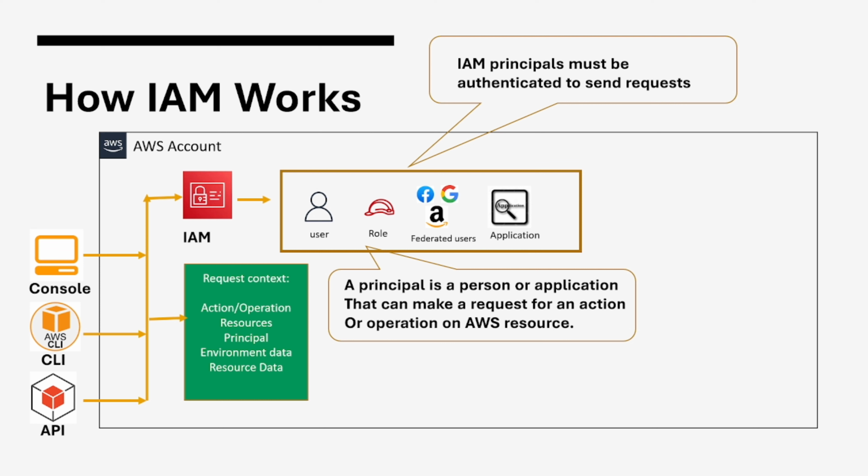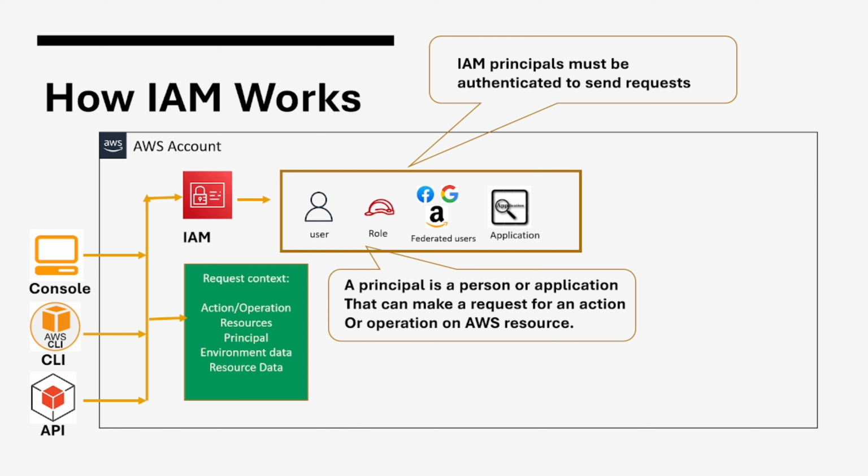Now this request context contains a few pieces of data. The first one is the action, what you want to do. Let's say I want to create a virtual server, an EC2 instance. Then resources: definitely I want to make use of an EC2 instance, that is my resource.